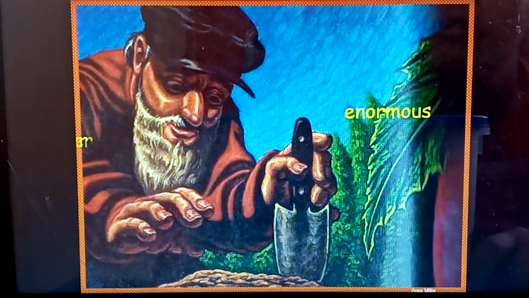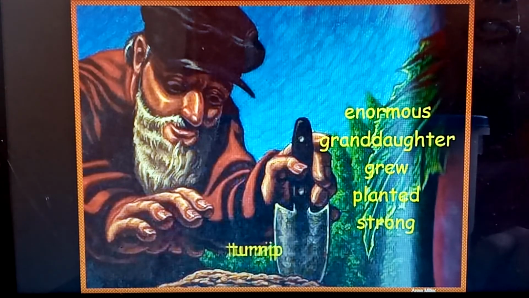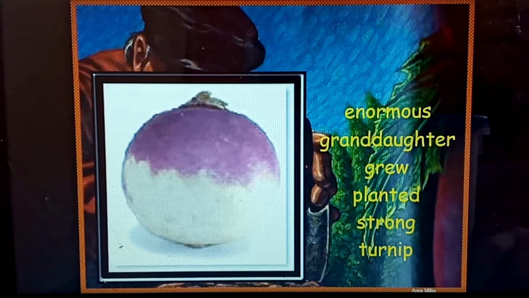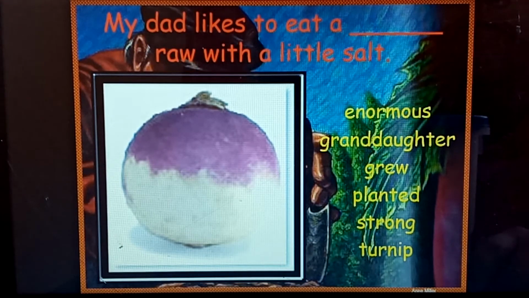Next. Okay, let's read the words. Enormous, granddaughter, grew, planted, strong. Turnip. I'm pretty sure you know what word will go here. My dad likes to eat a raw with a little salt. So he likes to eat a granddaughter. A strong raw. The only word that you can use here is a turnip. Raw. That means without cooking it.